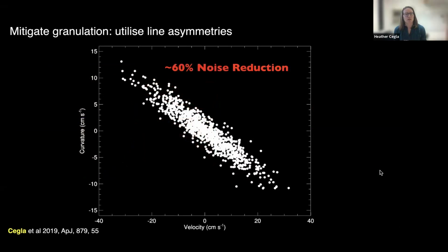And from our proof of concept work, we showed that if you look at, for example, some measure of the curvature of the line versus the velocity that we measure for that line, there's quite a strong linear correlation. And if we just remove that linear correlation in a not very intelligent way, we can reduce the variability from the granulation by 60%. Of course, that was just one line in one magnetic field. So the idea is to expand upon that work.